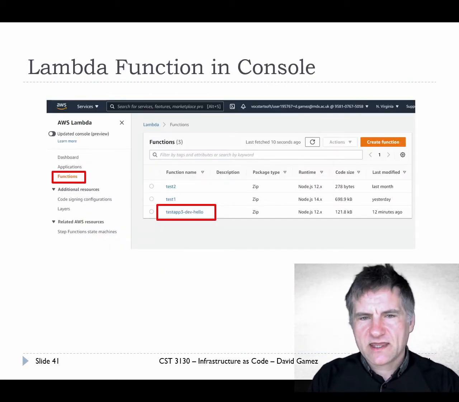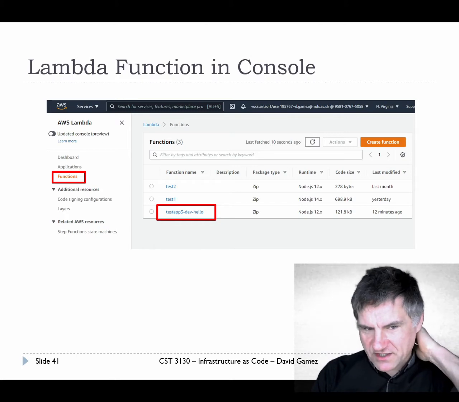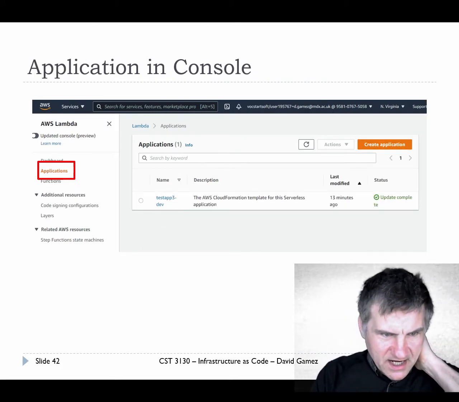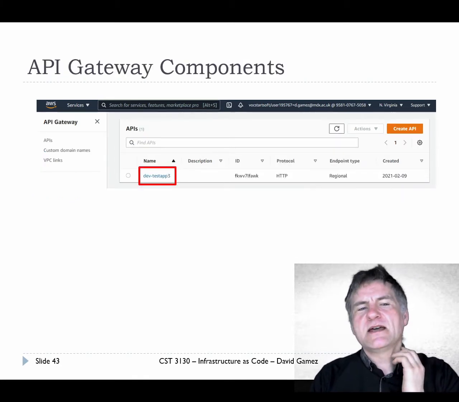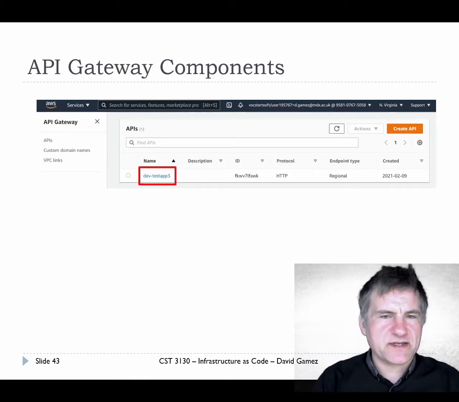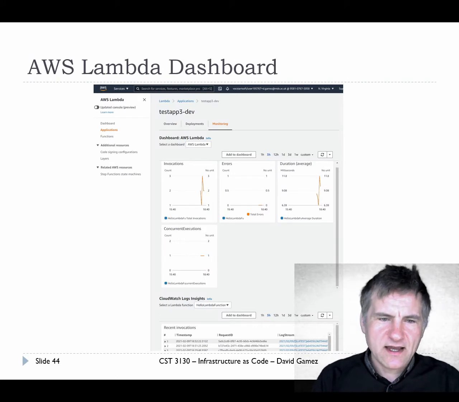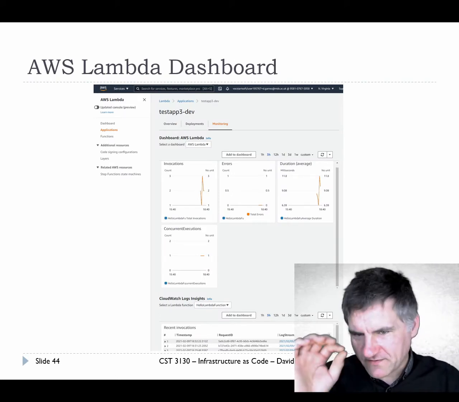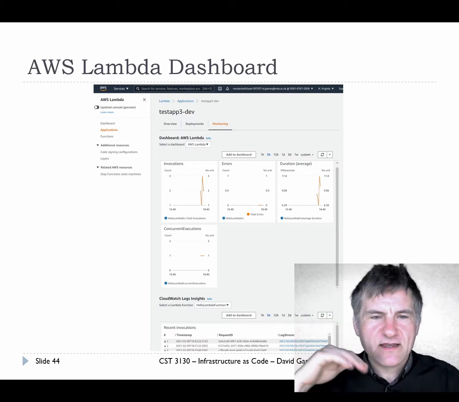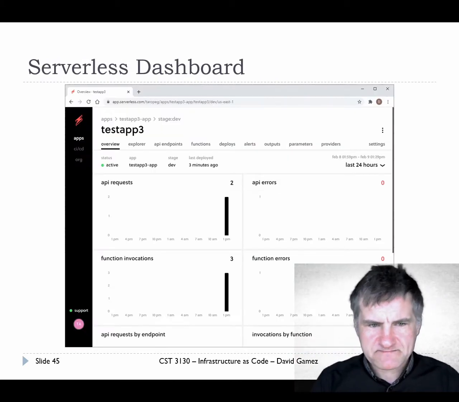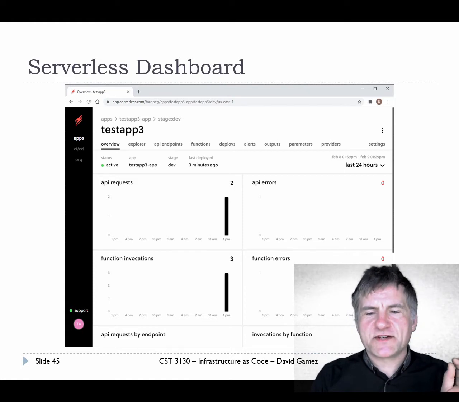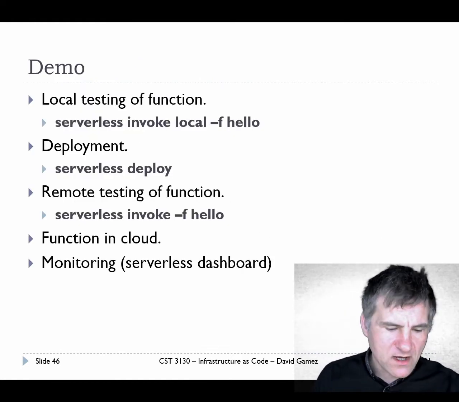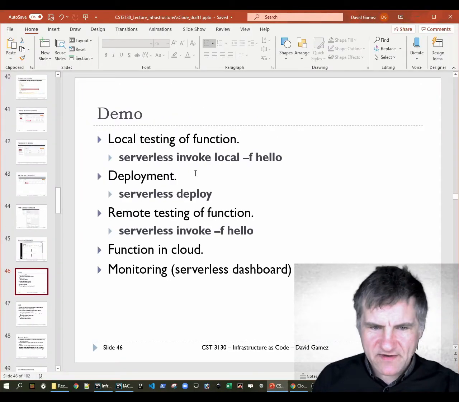And then when you deploy it, you'll see the function in the console, and you'll see it in the application in AWS Lambda, and you'll also see the gateway components uploaded as well as the stack. And if you want to see the live execution of the function, the logs, the records of that, then you can look on the Lambda dashboard for that. And the serverless framework, as I said, has its own dashboard where you can also see when the function is being executed.